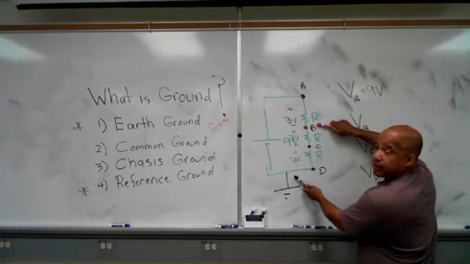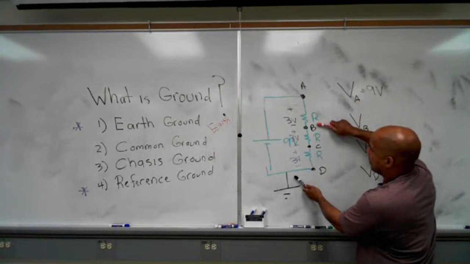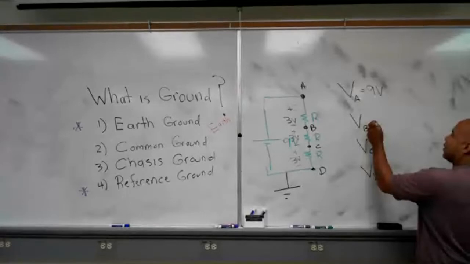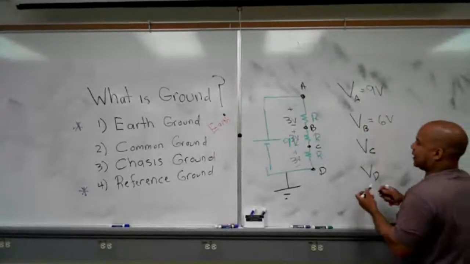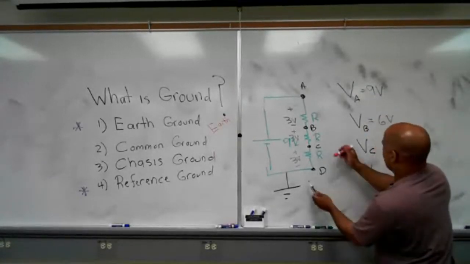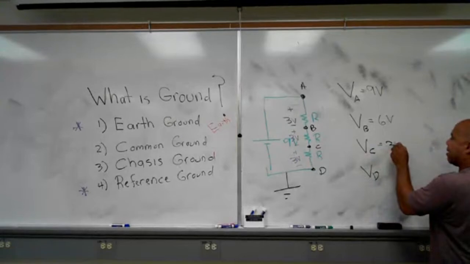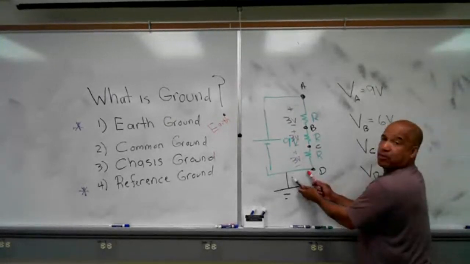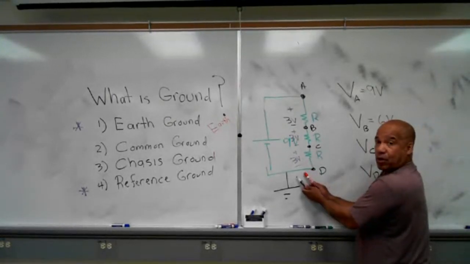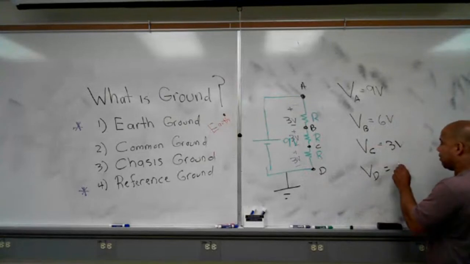What about the voltage at B with respect to ground? How much would I read? 6. So this is going to be 6 volts. And then the voltage at C with respect to ground, that's going to be 3. And the voltage at D with respect to ground, well, that's on ground, right? So that's going to be 0.